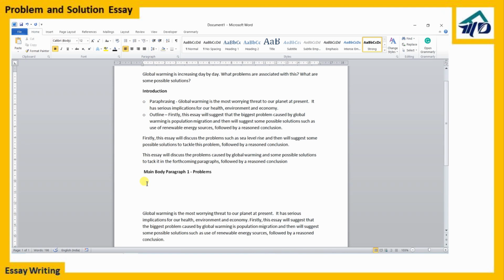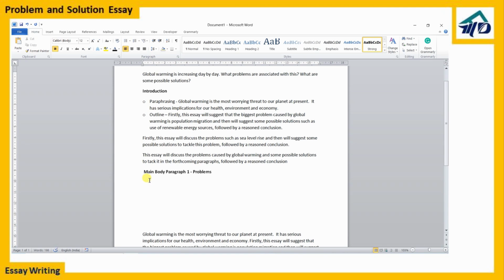So I will start in this way. First, it is going to be my first problem. Then I have to explain that problem. Then second problem, then I have to explain it. So this is my structure, exactly the same as what I did in your cause and effect essay.